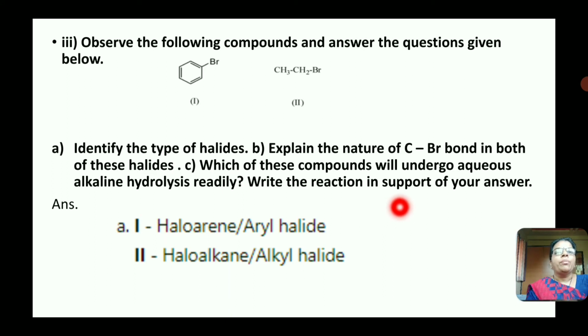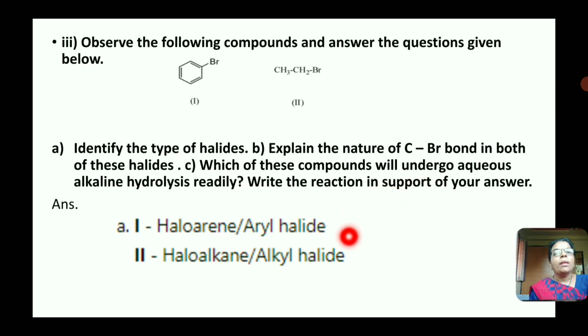Now first question, identify the type of halide. First is bromobenzene, therefore it is a haloarene or aryl halide, and second is CH3CH2Br, that is haloethane. The type of this compound is haloalkane or alkyl halide. Now explain the nature of the C-Br bond in both of these halides.